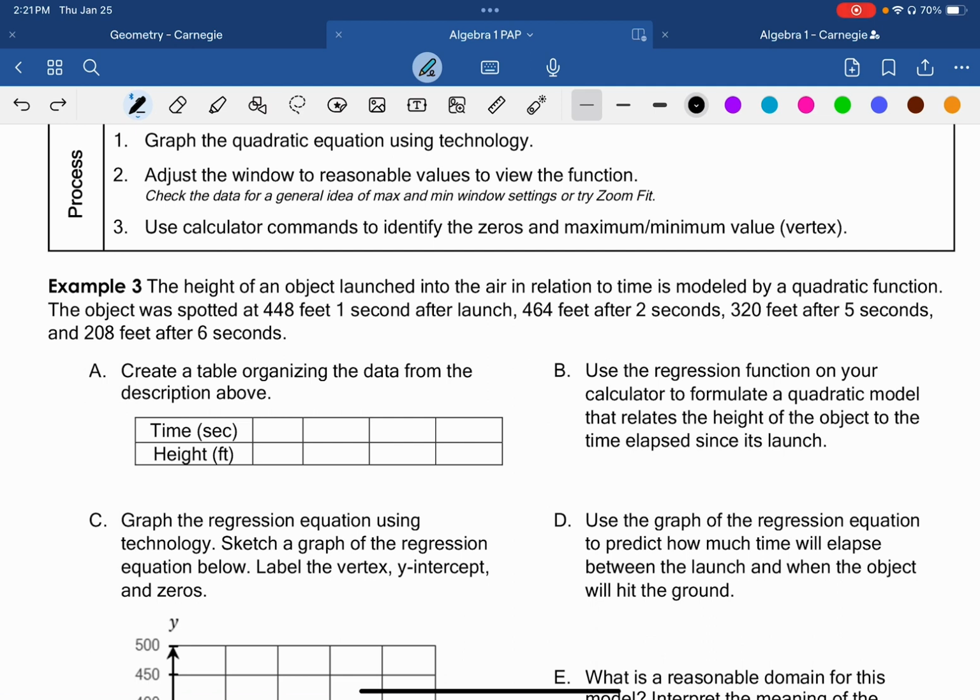All right, so the height of an object launched into the air in relation to time is modeled by a quadratic function. The object was spotted at 448 feet 1 second after launch, 464 feet at 2 seconds, 320 feet after 5 seconds, and 208 feet after 6 seconds. The first thing I'm going to do is take all those numbers and put them into the table. I'm going to put the seconds on top, 1, 2, 5, and 6, and then put their corresponding feet on the bottom for the height.